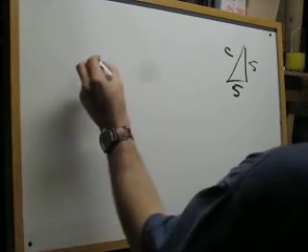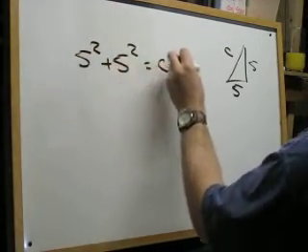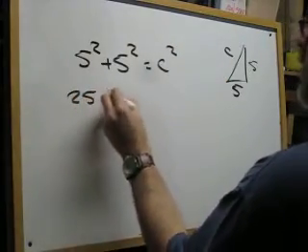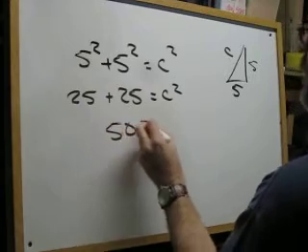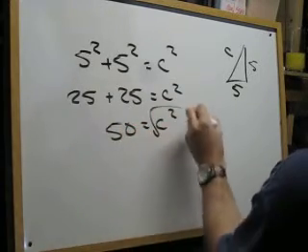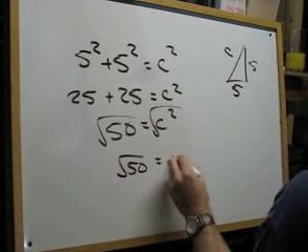So according to Pythagorean, a squared plus b squared equals c squared. And we just do our basic math here. 50 equals c squared. Take the square root of both sides. And we have the square root of 50 equals c.